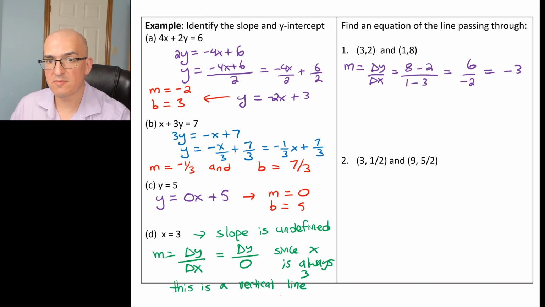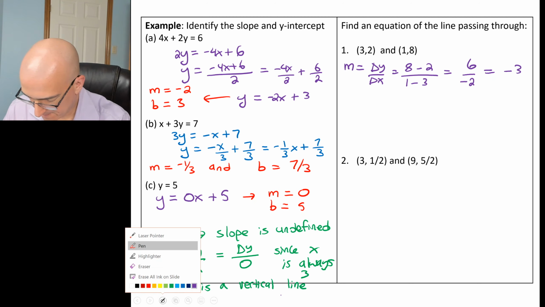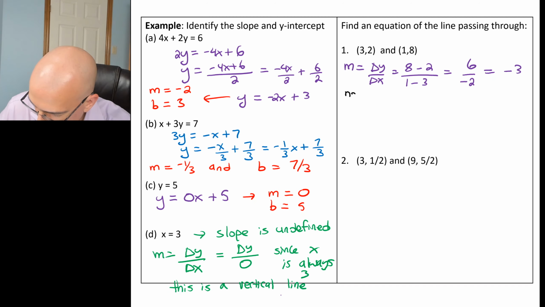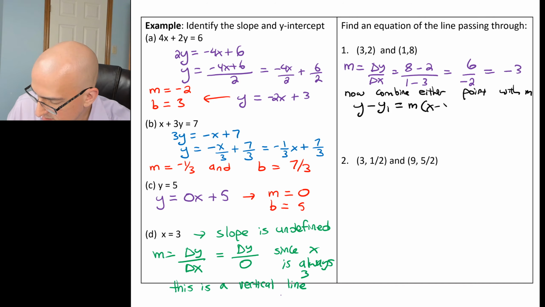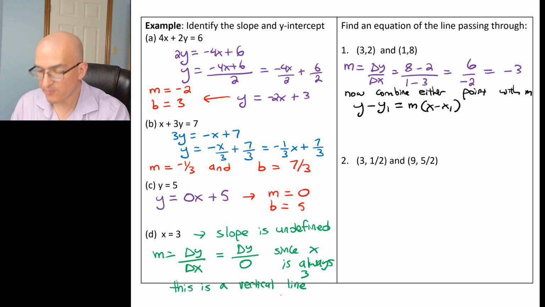Now I'm going to combine either point with m, y minus y1 is equal to m times x minus x1. I'm going to use that form.